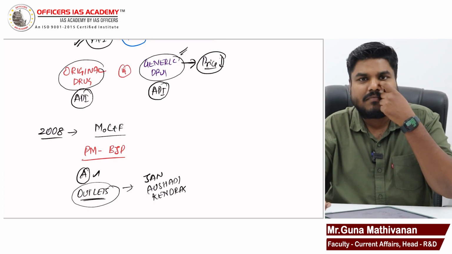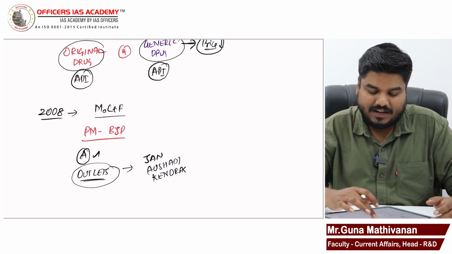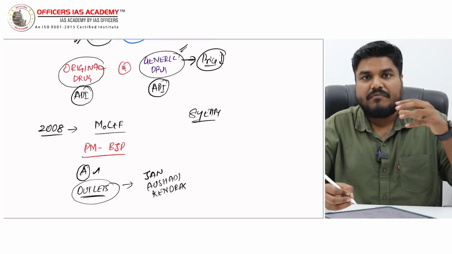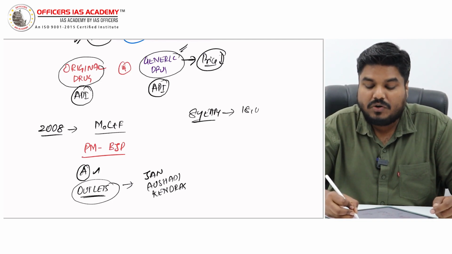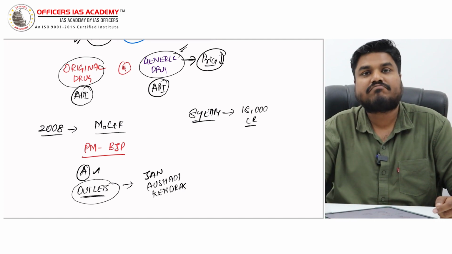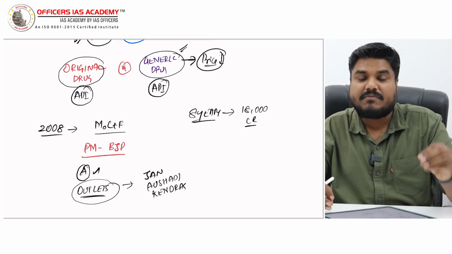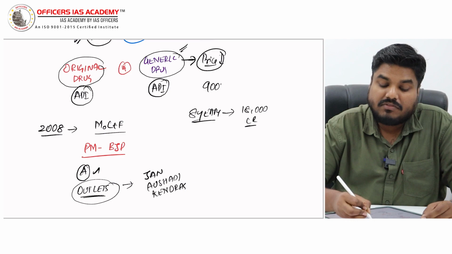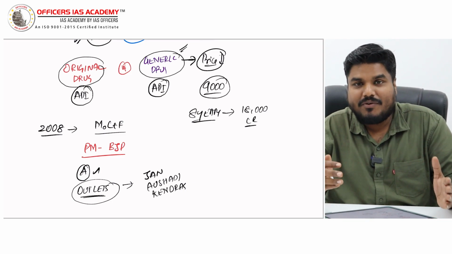A lot of money. You know what, in the last 8 years, by buying from generic medical shops in India, we have saved close to 18,000 crores. That much money we were able to save by buying drugs from generic medical shops. Today, we have around 9,000 Jan Ashwadi Kendras, that is, 9,000 generic medical shops.